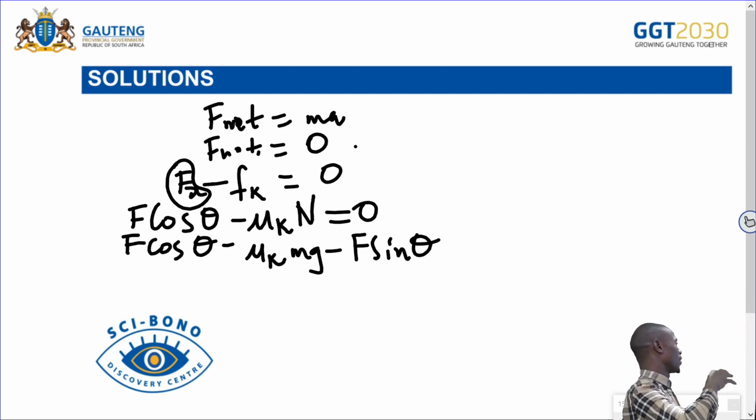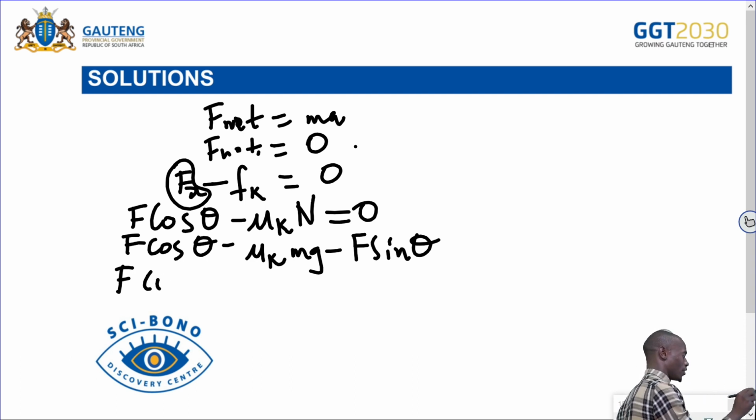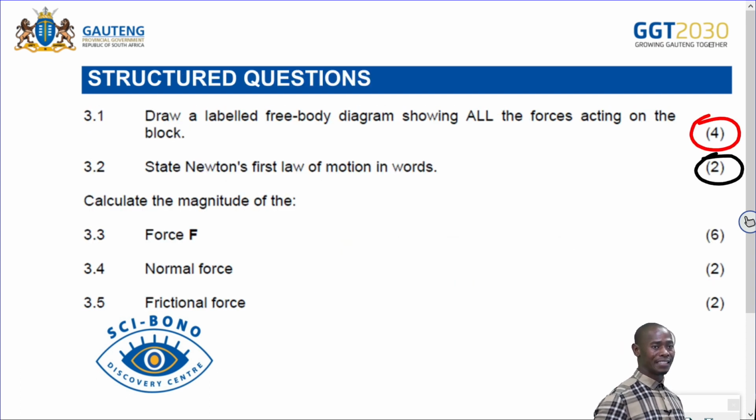Okay, let's continue this one. Then we'll check another method, right? What is F? So here I'm having what? F cos. What is the angle? Let's go back. The angle is 20, right? Yeah, it's 20 degrees.